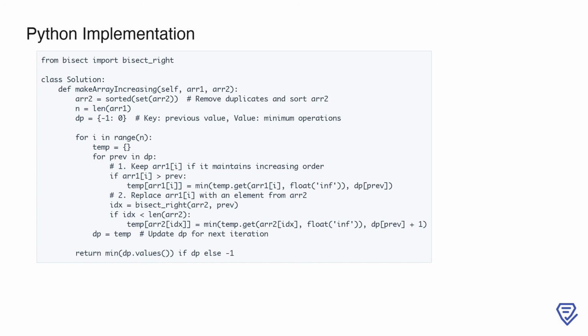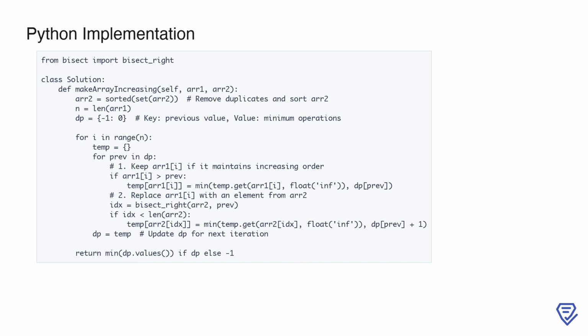3. Iterate over ARR1. For each element of ARR1, we create a temporary dictionary temp to store the next state of DP after processing the current element. 4. Two choices for each element. Keep the current element. If ARR1[i] is greater than the previous element, previous, we add it to temp with the same number of operations as the current state.